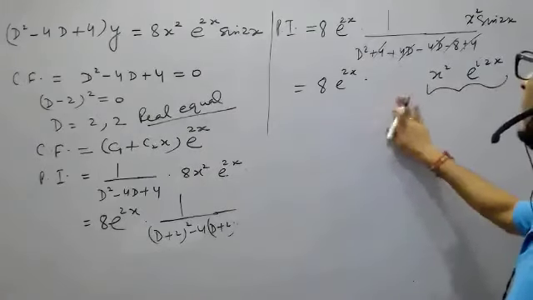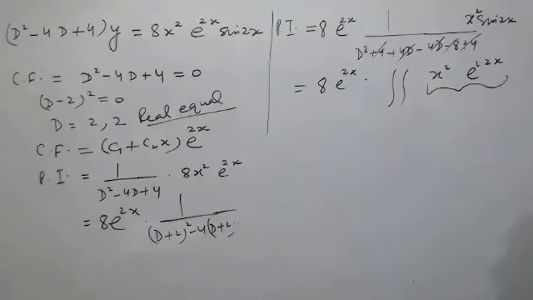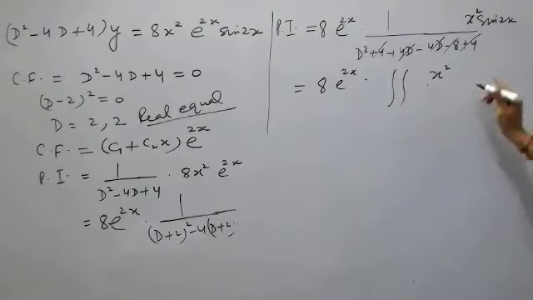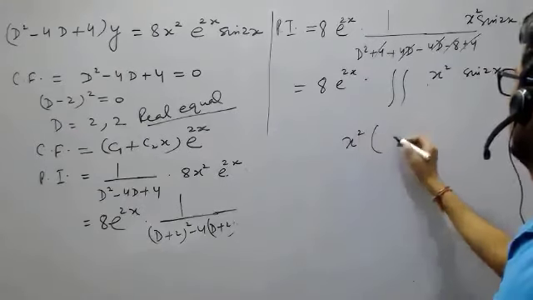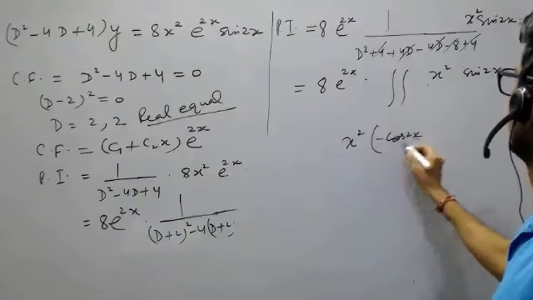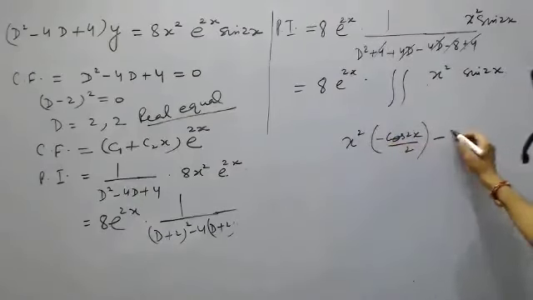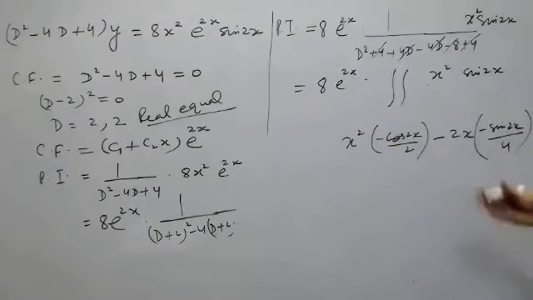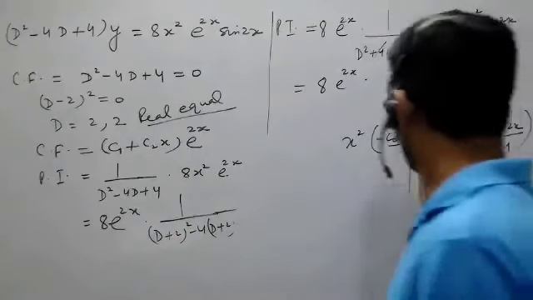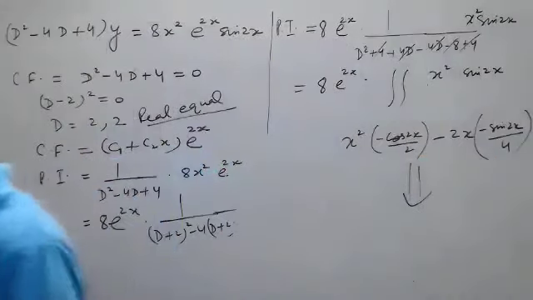So 1 upon d square means integration twice, 2 times integration, and write this as sine of 2x. So what will be one time integration? First function integration of second minus derivative of first function and integration of second. This is the one time integration, and do it one time more. Do it one more time, and the answer will come.